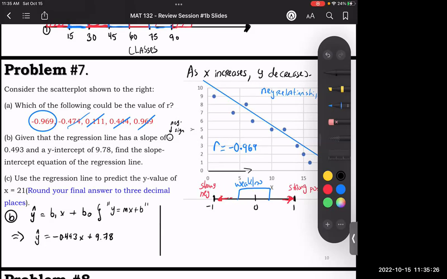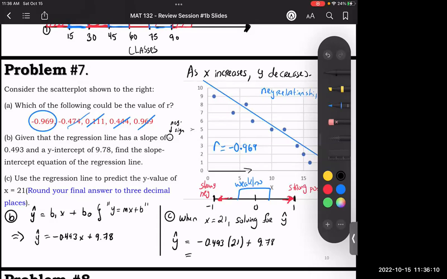Okay. Let's look at part C now. It says to use the regression line to predict the y value of x. So when x is equal to 21, we're solving for y hat. In order to solve for y hat, just plug in the value of x. Then if you need to, round to 3 decimal places. So you get negative 0.493 times the value of x plus 9.78.